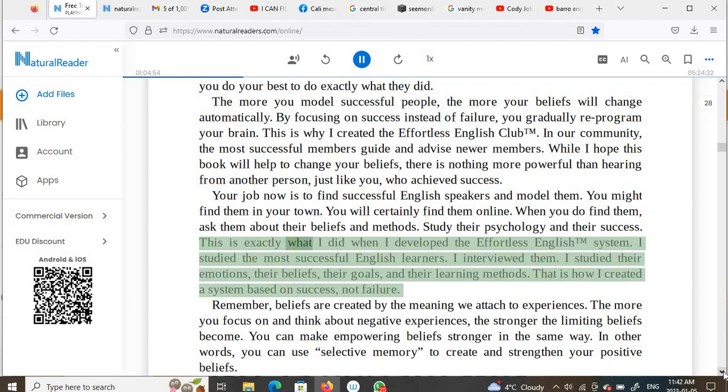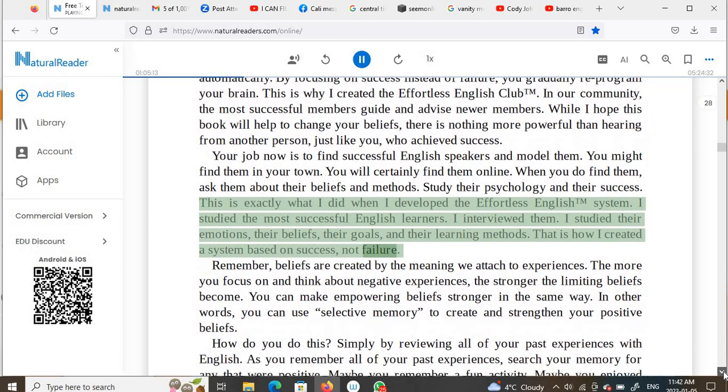This is exactly what I did when I developed the Effortless English system. I studied the most successful English learners. I interviewed them. I studied their emotions, their beliefs, their goals, and their learning methods. That is how I created a system based on success, not failure.